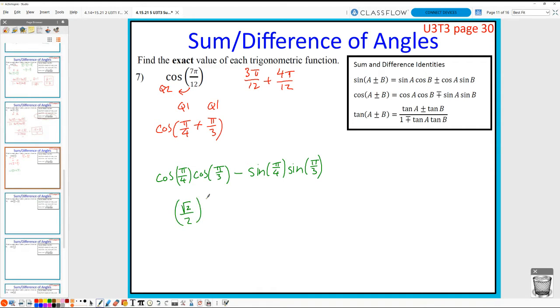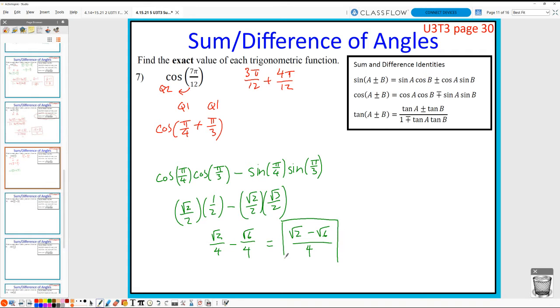Cosine of pi over 3, this is 1/2. Sine of pi over 4 is root 2 over 2. Sine of pi over 3 is root 3 over 2. So I have root 2 over 4 minus root 6 over 4, which I can simplify to one thing, and that's it. Once again, cosine in quadrant 2 is negative. This is a negative number, so this does make sense.